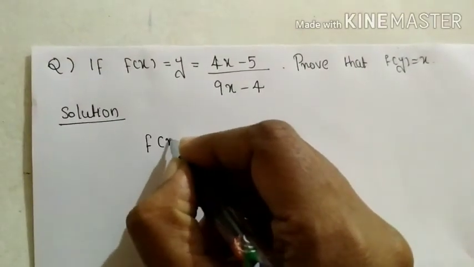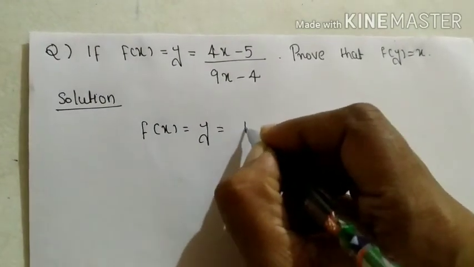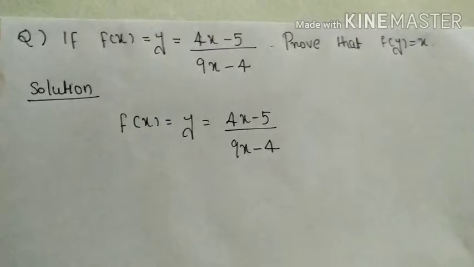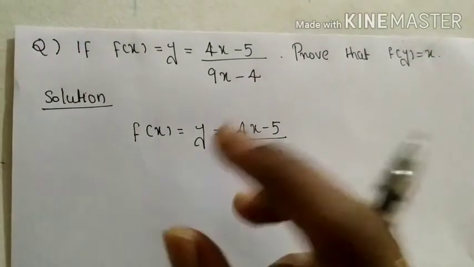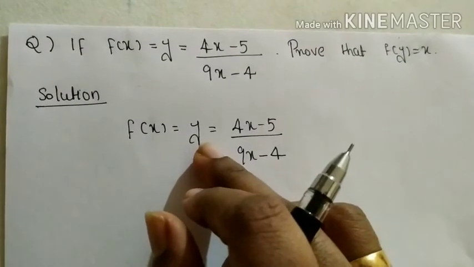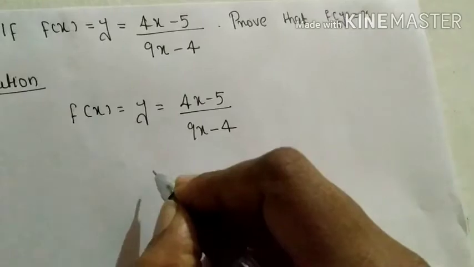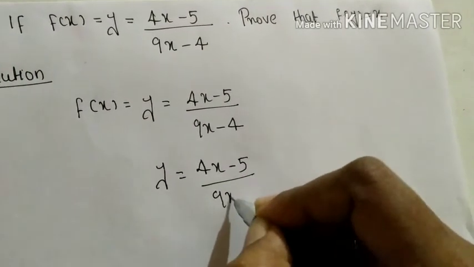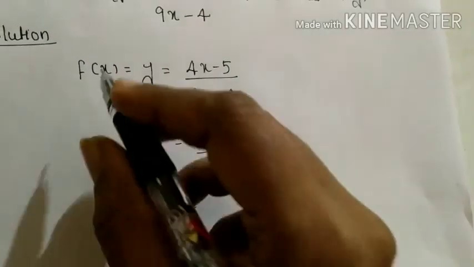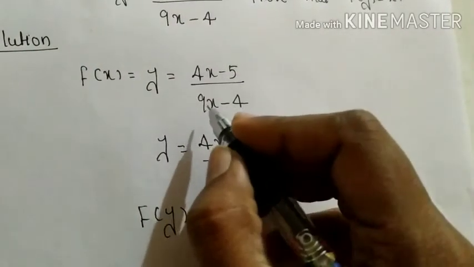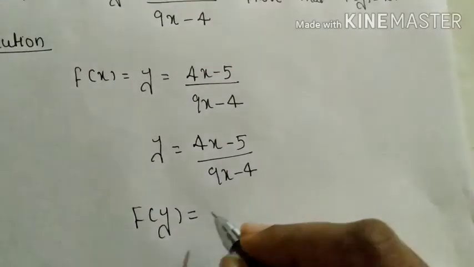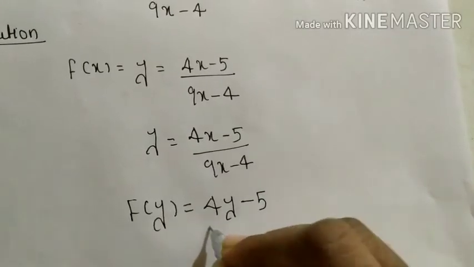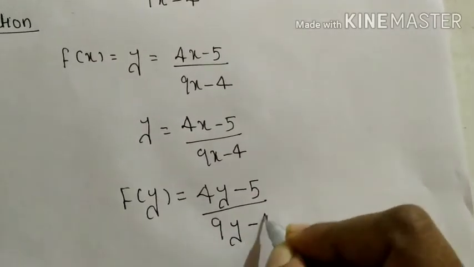Given that f(x) = y = (4x - 5)/(9x - 4). Generally, f(x) can be denoted as y, right? So in this question, y = (4x - 5)/(9x - 4). If f(x) is (4x - 5)/(9x - 4), then f(y) becomes (4y - 5)/(9y - 4).